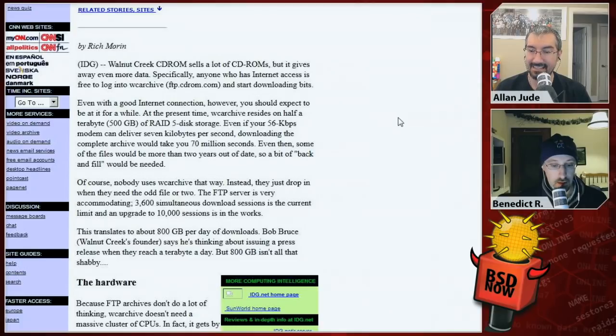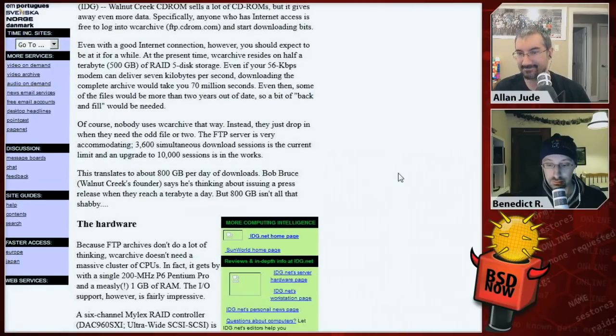Even if your 56K modem can somehow manage 7 kilobytes per second, downloading the complete archive would take 70 million seconds. Why didn't they translate that into a number people can actually read? Well, it's like 26 months? It's over 2 years, I think, off the top of my head. So that's pretty impressive. Even then, some of the files would be more than 2 years out of date by the time you finish downloading them. So you're going to have to pick and choose anyway.